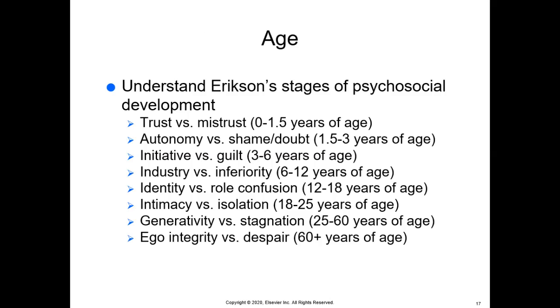Okay, so age, understanding Erikson's stages of psychosocial development. I'm sorry, guys, it's at the end of the day, and I think I'm feeling a little tired. So trust versus mistrust is 0 to 1.5 years of age. Autonomy versus shame and doubt is 1.5 to 3 years of age. And initiative versus guilt, 3 to 6.